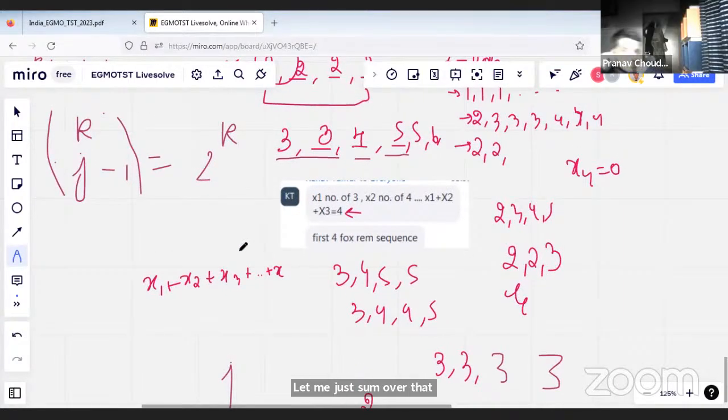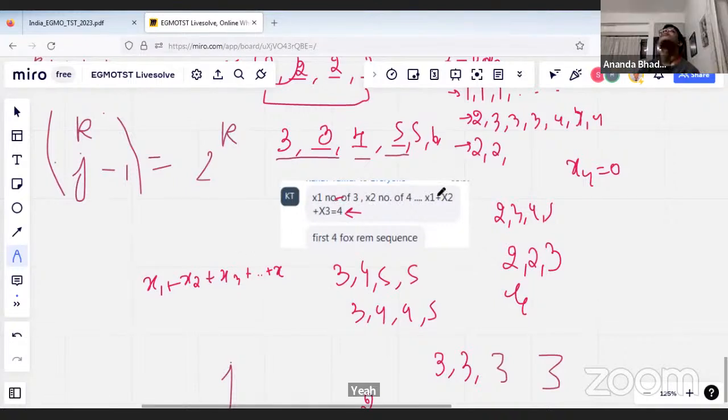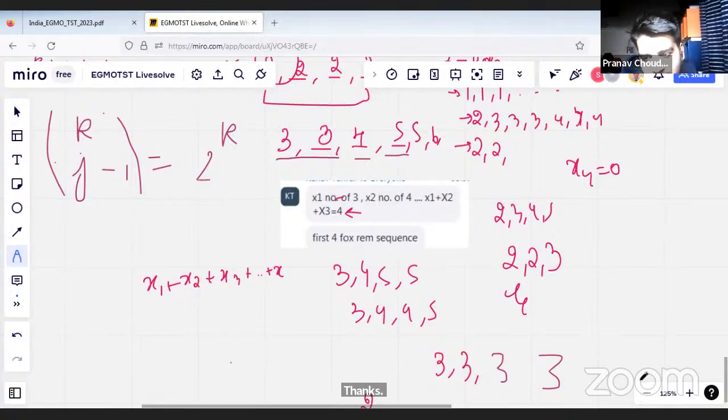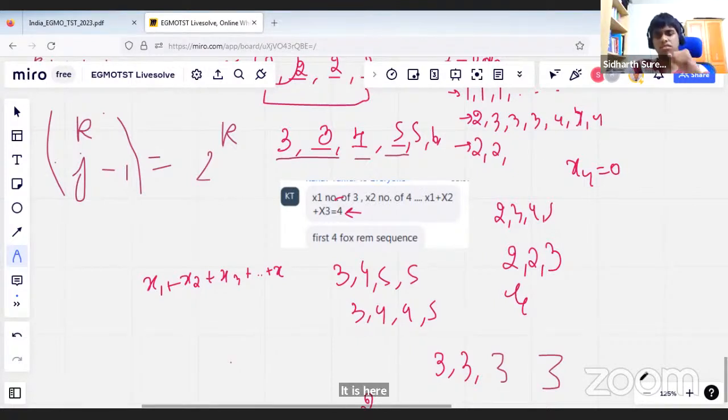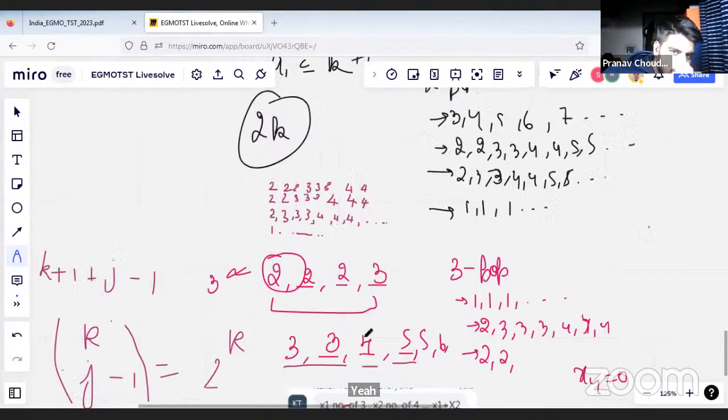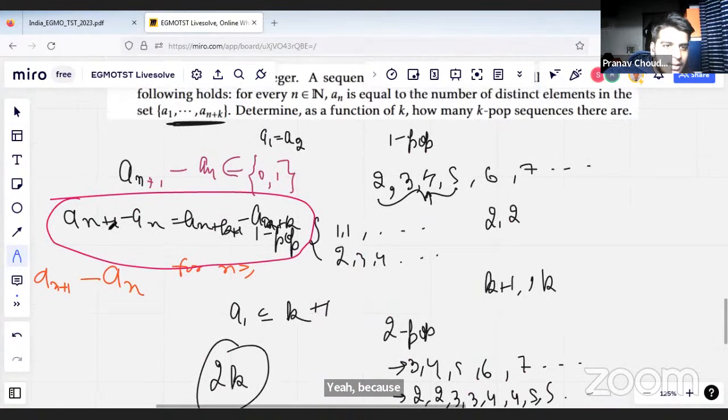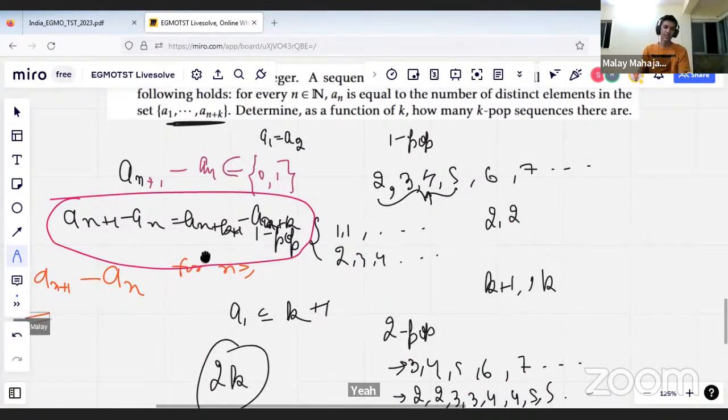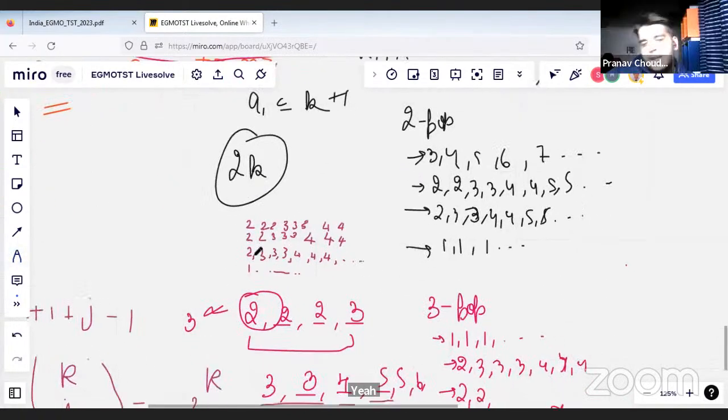Yeah, I see. I was confused about x1 and x, like till where it goes. Did you see it too? I think it's very clear that any starting point will finish, because of this thing, right? So the equation Kanav said, a_{n+1} minus a_n equals a_{n+k+1} minus a_{n+k}. Yeah, this one. Wait, so we are done, right?